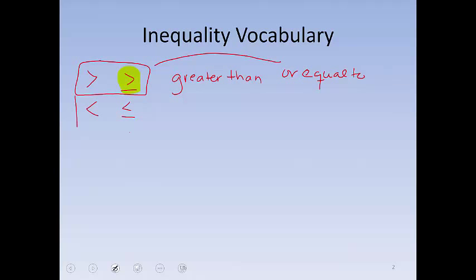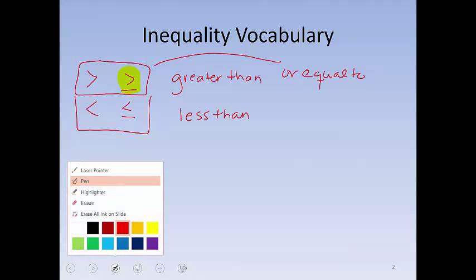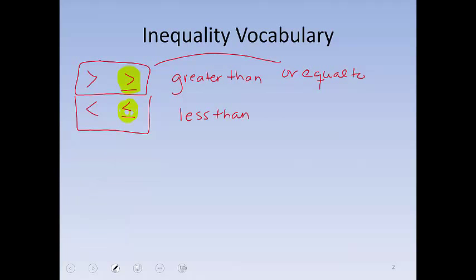And then we have the similar setup here. These are less than. And then this piece here gives us the or equal to. When it has that underline, it's actually half of an equal sign, and that's why we use it. So that's the or equal to.